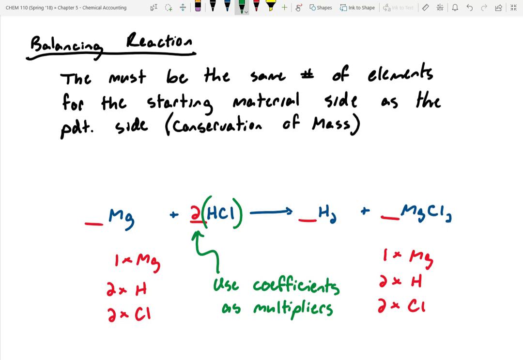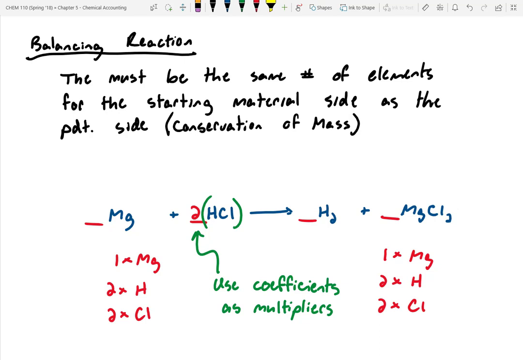Does that make sense? People do get confused too between regular size numbers and the mini numbers that go down below. It's important to remember that if you see a 2 here, that means you have 2 chlorines, but if you see a large 2 in front, that means 2 of the overall molecules. So you do have to pay attention to subscripts versus normal size numbers.